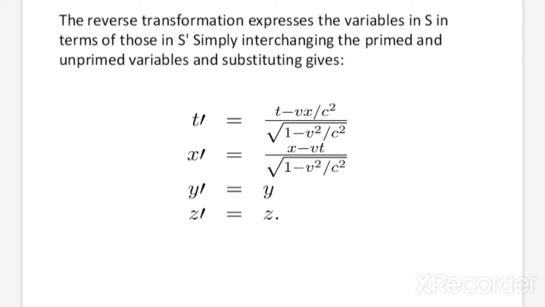This one is called the inverse Lorentz transformation equation, where the quantity v square upon c square tends to 0 if v is very much less than c, and also vx upon c square tends to 0 whenever v is very much less than c. Means for the lower velocity these two quantities go to 0, and the Lorentz transformation equation becomes equivalent to the Galilean transformation equation, which is true for low velocity.